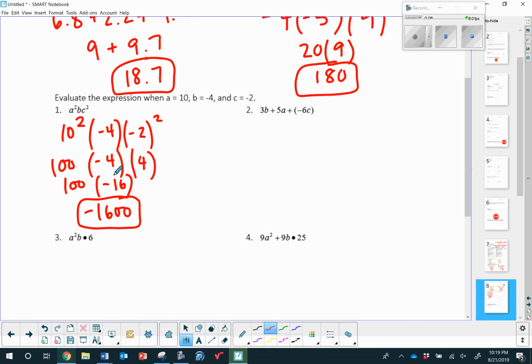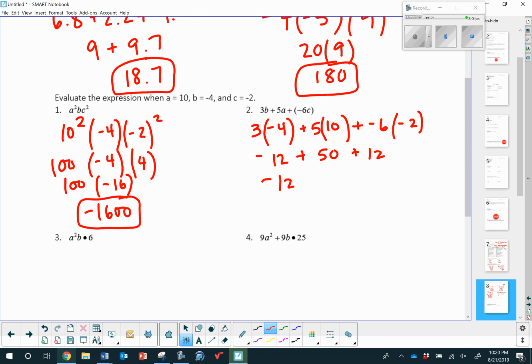All right, moving right along to number 2. 3 times b would be 3 times -4 plus 5 times 10 plus -6 times -2. Working in order from left to right, this is -12 plus 50 plus 12. If you can already see that -12 plus 12 equals 0, you are one step ahead of the game. That is our next step, to get 0 plus 50 equals 50.